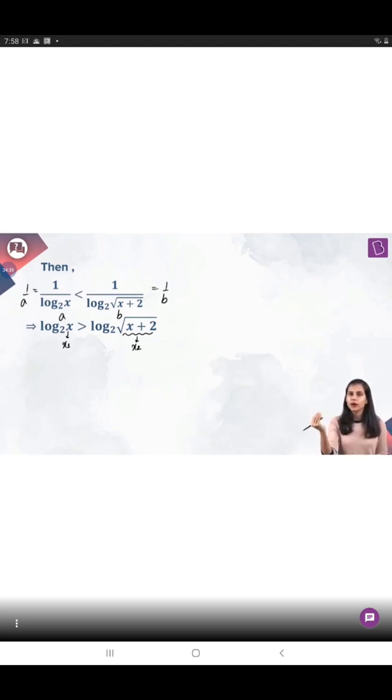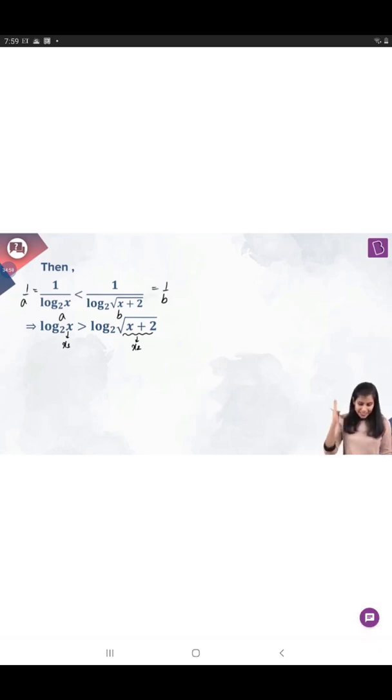Base is 2, 2 is greater than 1. I know log to a base greater than 1 is a strictly increasing function. So whatever is the relationship between the outputs is the same as the relationship between the inputs. I increase my input, my output gets increased. I decrease my input, my output gets decreased. So if log of x1 is greater than log of x2, this means x1 will be greater than x2, or x will be greater than root over x plus 2. We are in the case when x is greater than 1. That means both sides are positive, that's why I can square both sides. My inequality will not get affected at all.